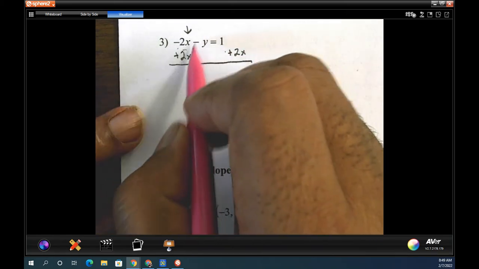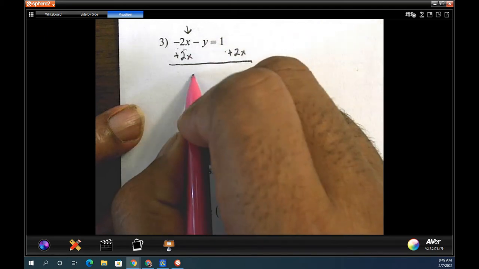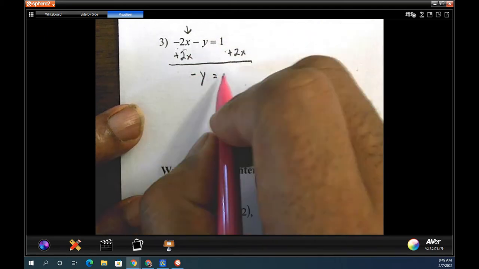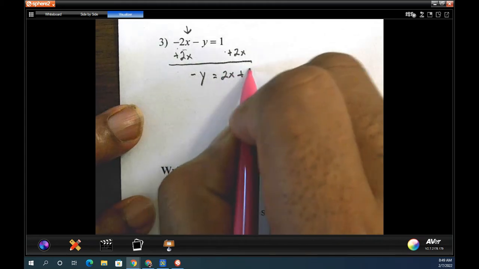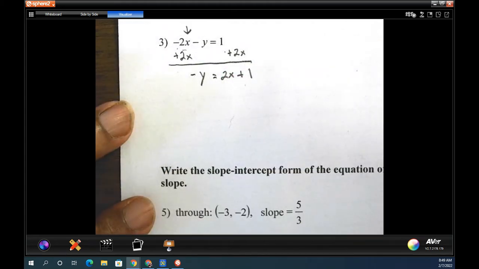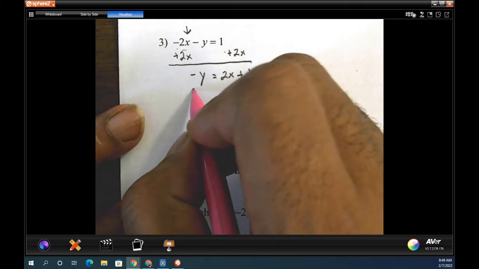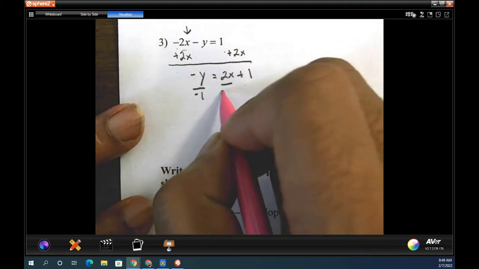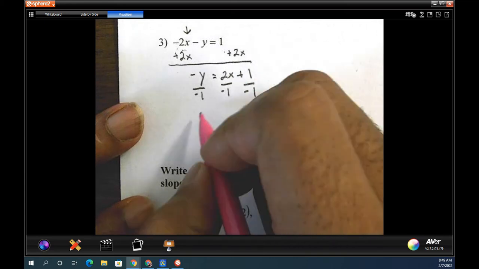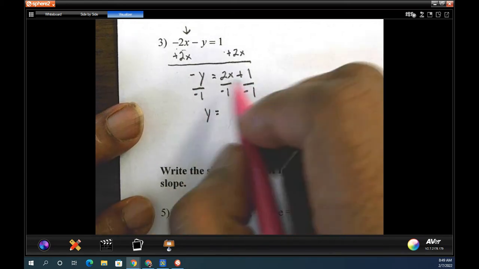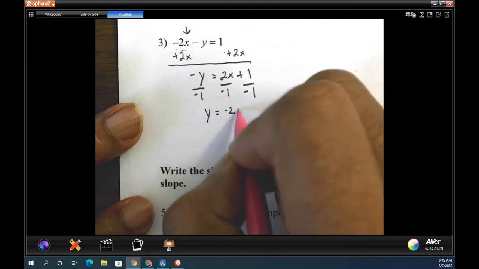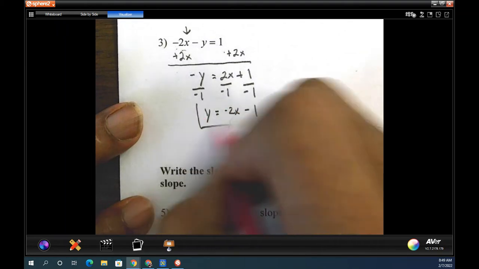So, on this side, we have -y left. Is equal to 2x plus 1. Now what do we do? What's the last step? Come on. What did we do last week? All right. Divide everything by -1. Divide by the coefficient of y. So this becomes -2x minus 1. There's your answer.